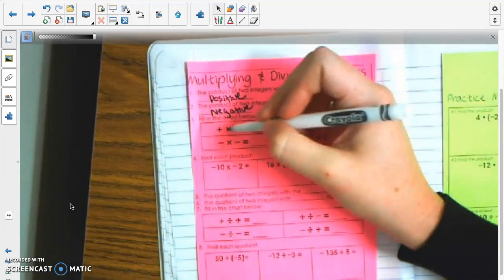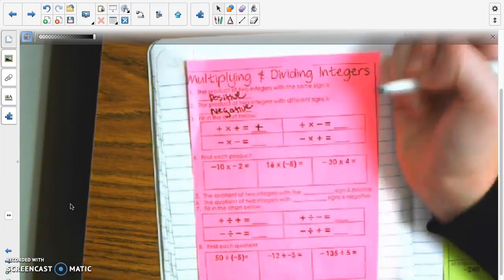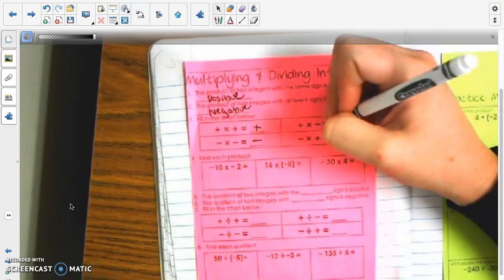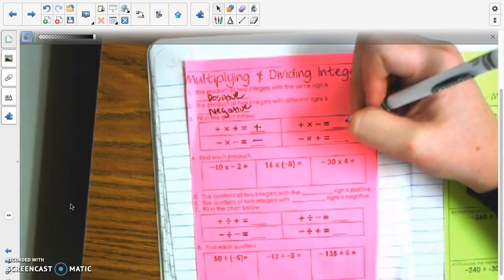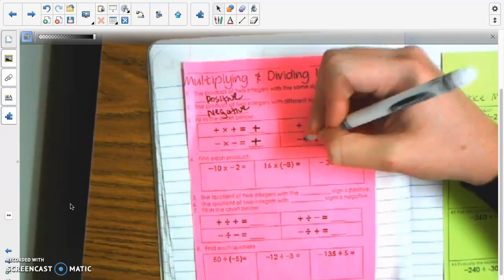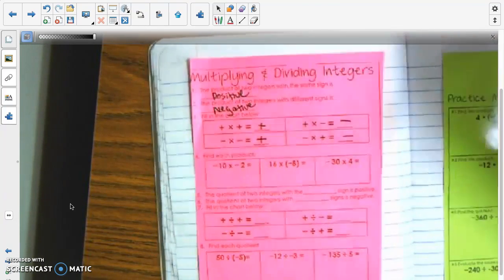So a positive times a positive will be a positive. A negative times a negative will be a positive. Positive times a negative will be a negative, and a negative times a positive will be a negative.